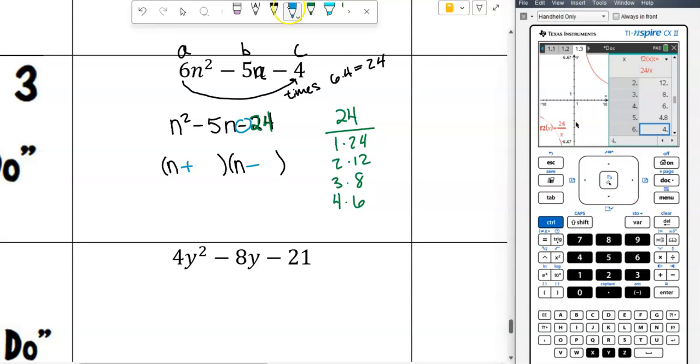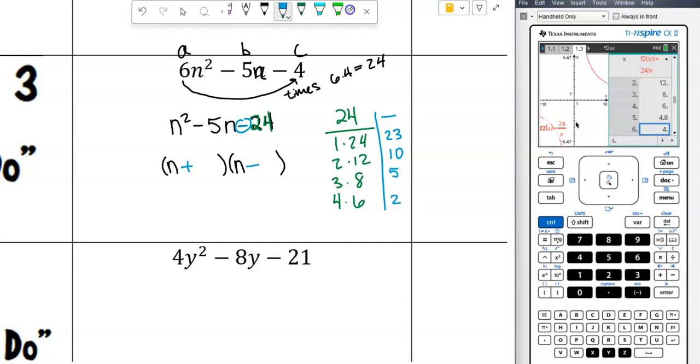Now we'll look at that last symbol again. This means we will be subtracting. 24 minus 1 is 23, 12 minus 2 is 10, 8 minus 3 is 5, 6 minus 4 is 2, and we were looking for the factor that gave us a 5, which is 3 and 8. Now, because our signs are different, we have to be careful. The bigger factor gets the minus sign. So the bigger factor was 8, so that will be going in the minus parentheses, and the 3 will go to the plus.